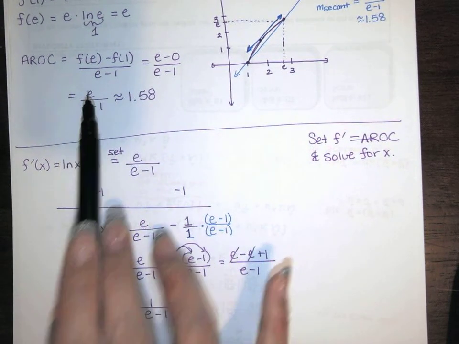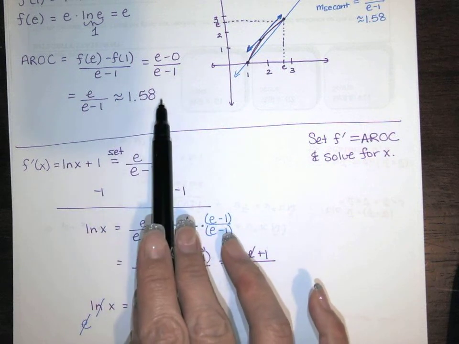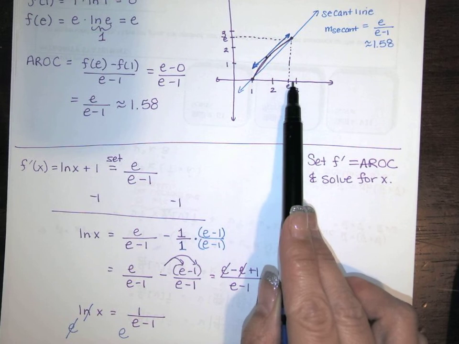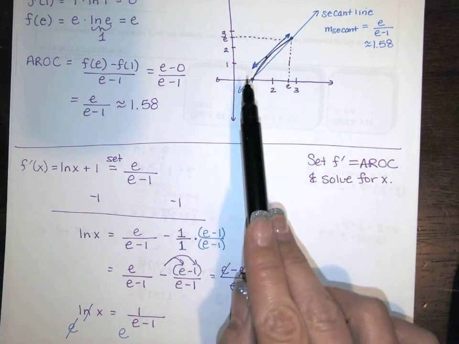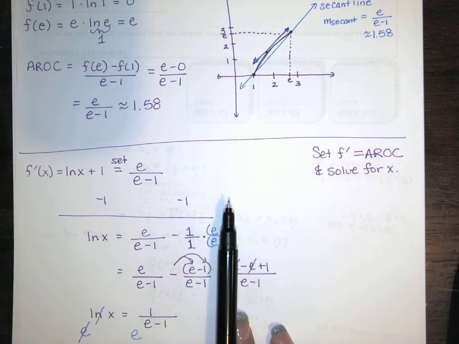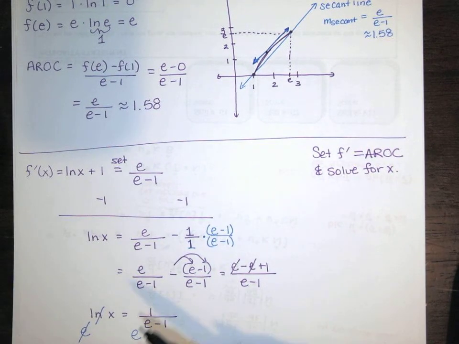Now the mean value theorem says if that's the average rate of change, there has to be an x value between 1 and e where the instantaneous rate of change is exactly the same as that average rate of change. And they say find that x value. They want you to call it c.